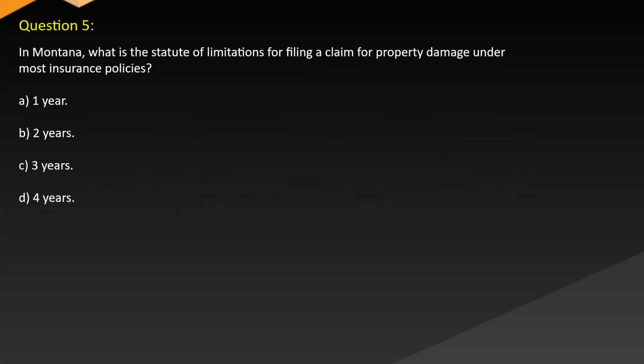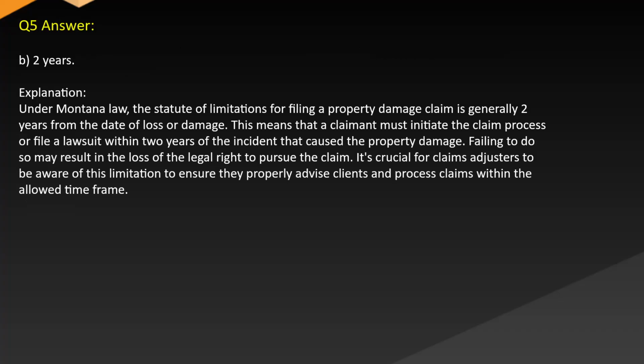Question 5. In Montana, what is the statute of limitations for filing a claim for property damage under most insurance policies? A. 1 year. B. 2 years. C. 3 years. D. 4 years. Answer. B. 2 years. Explanation.